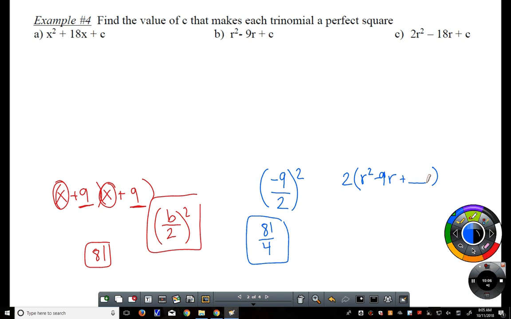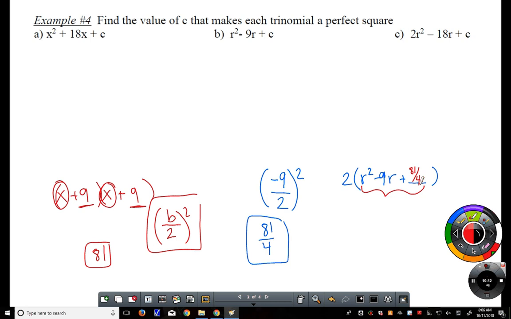Which kind of leaves us with this idea. Okay, the 18 is now a 9, and we're still looking for something at the end. So now, this problem right here is actually a complete repeat of part B, right? It's r squared minus 9r. What would you add on to the end? So we've already done that arithmetic. We would take 9 divided by 2 and square it, and that would give us 81 over 4. So 81 over 4 is the number that would make that a perfect square. However, it is not what C is. Can anybody tell me what C is going to be?